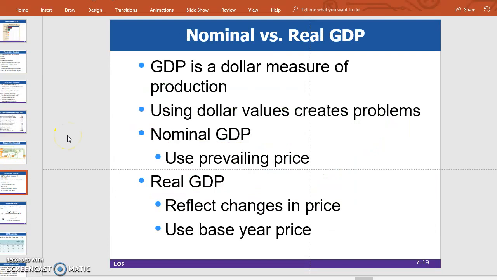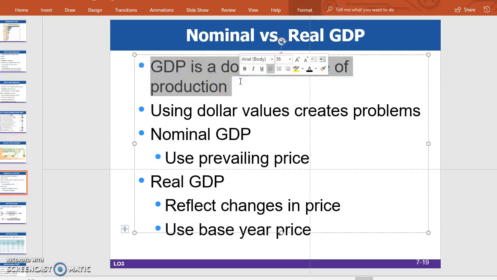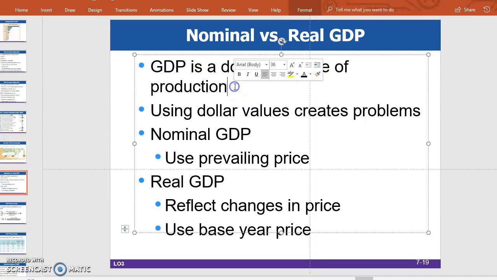Now the next part of the lecture, we want to talk a little bit about nominal versus real income, right? Real GDP, sorry. GDP is a dollar measure of production, as we have said. This is a nominal value, a dollar value. Because this is a dollar value, we can have inflation, and using dollar values creates this problem.